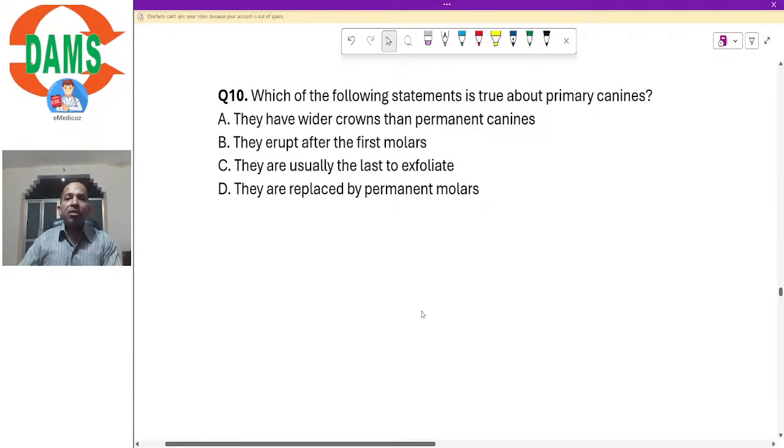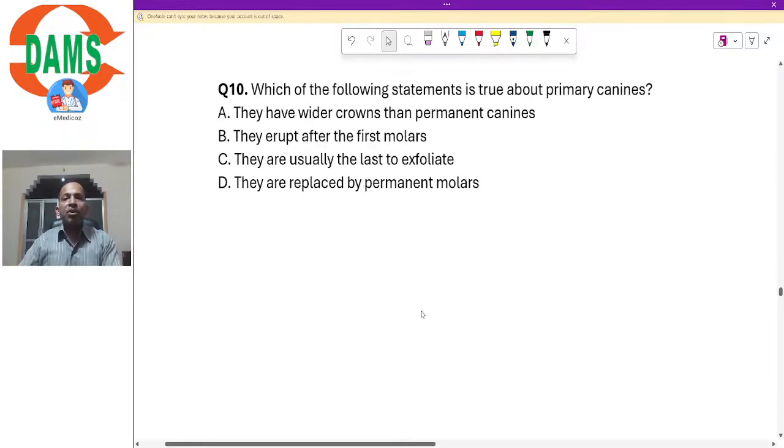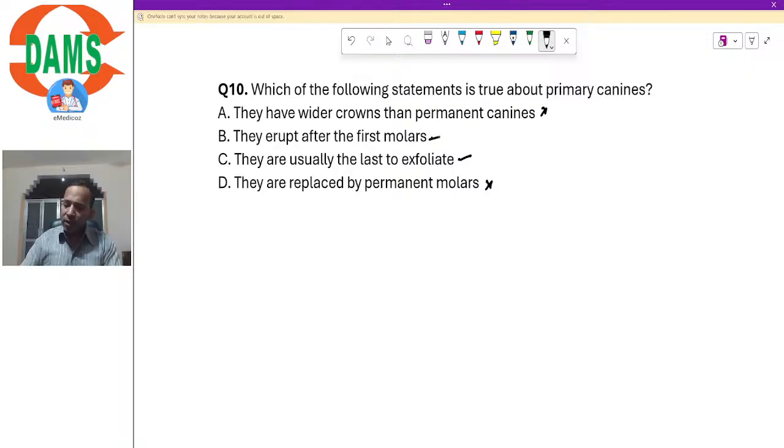Which of the following statements is true about primary canines? Did we miss question 9? No, we didn't. So, which of the following statements is true about primary canines? They have wider crowns than permanent canines. This is incorrect. They erupt after the first molars. Let's leave it for now. They are usually the last to exfoliate. This is correct. They are replaced by permanent molars. This is incorrect. Right? So, do you think the primary canines are last to exfoliate, or do you think they erupt after the first molars?